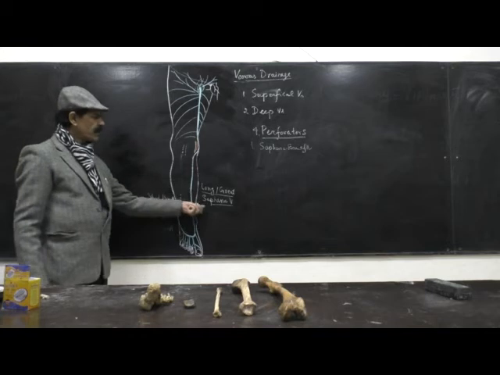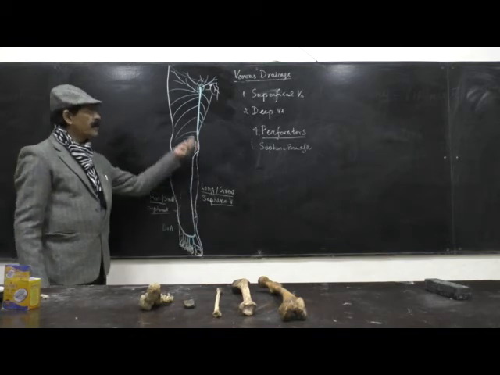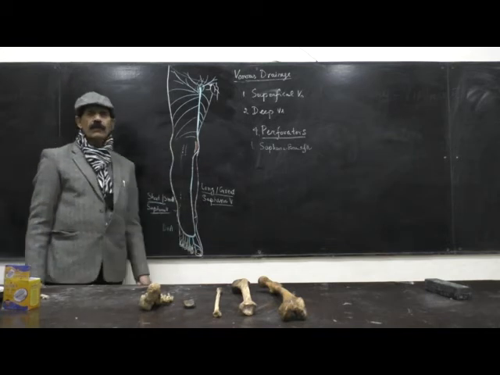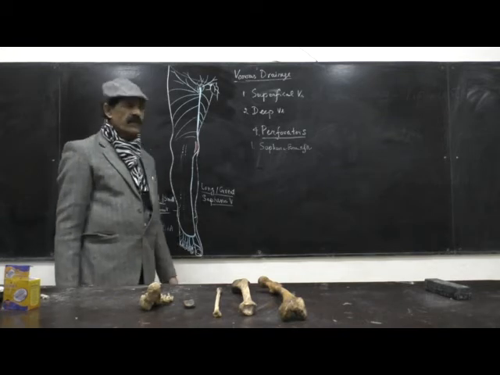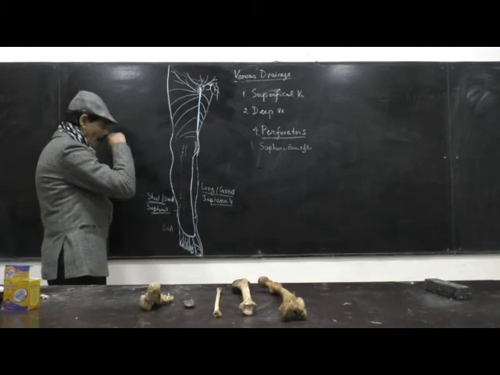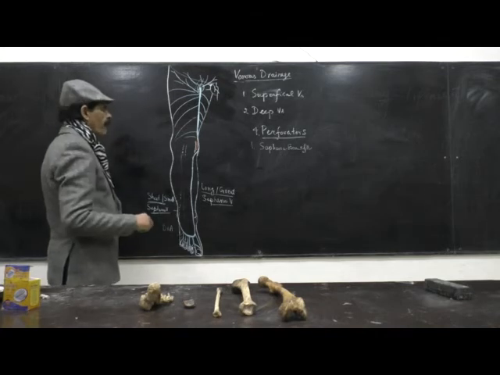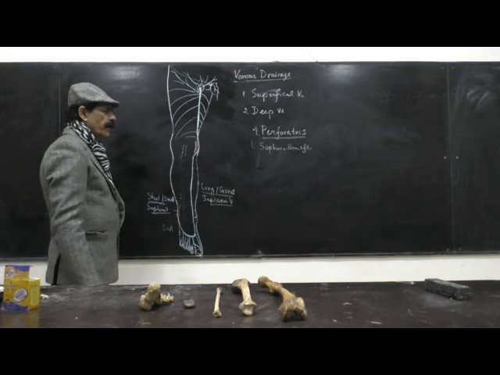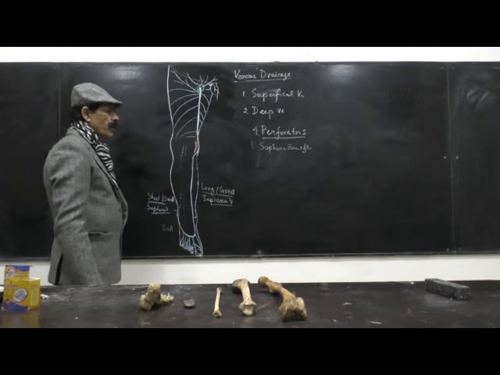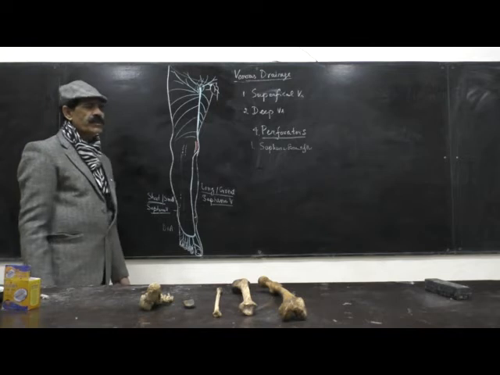The long or great saphenous vein starts from the great toe and ends in the thigh, so it traverses almost the whole of the lower limb. So it is called the long or the great saphenous vein. This is the superficial system of the veins of the lower limb, collecting the impure blood from the skin and the superficial fascia.